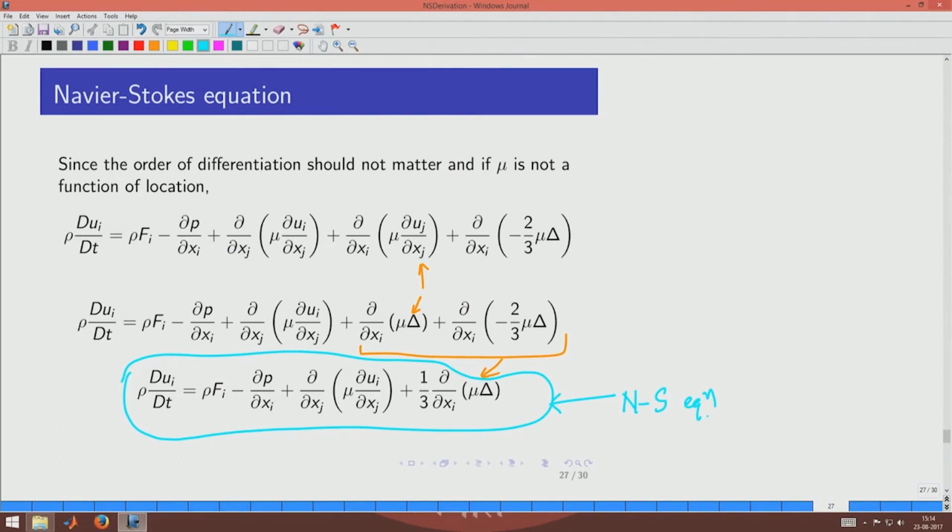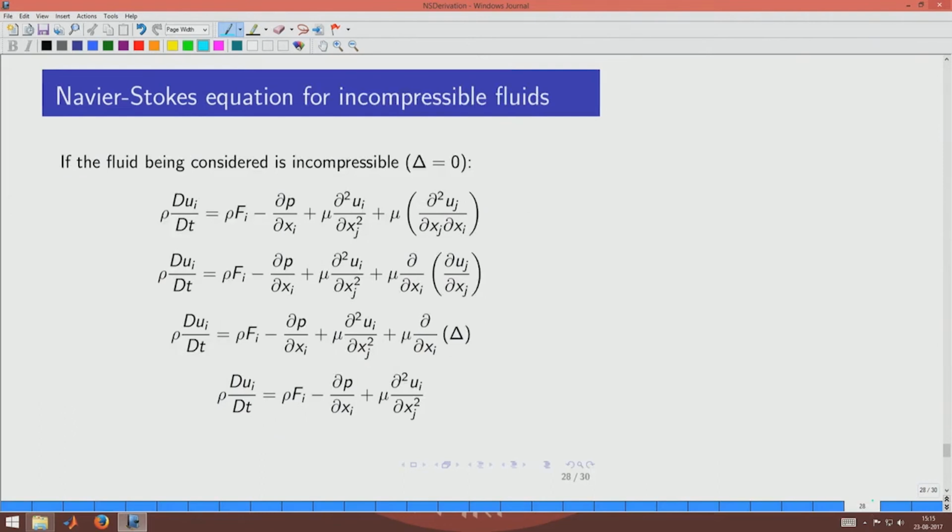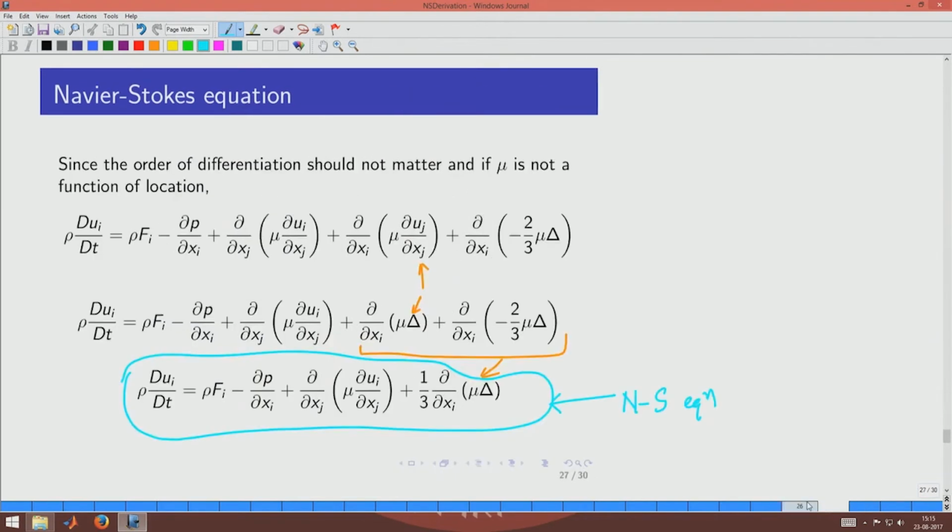And if you want to look at the Navier-Stokes equation for limited situations like an incompressible fluid, then we can knock off one of the terms. You can see the last term has the delta there. We know that for an incompressible fluid the delta is 0. So, we can just knock it off and write the Navier-Stokes equation for incompressible fluids by knocking off the last term.